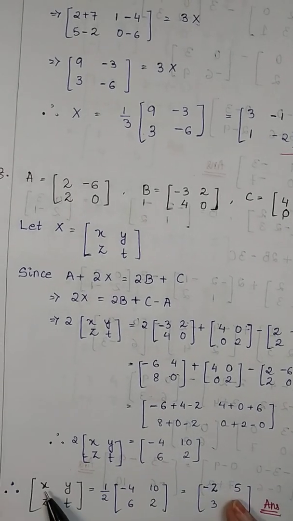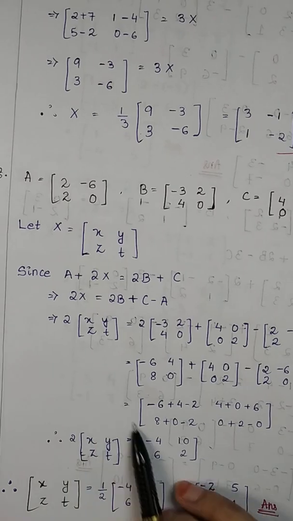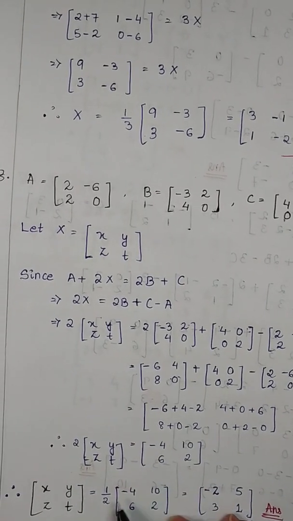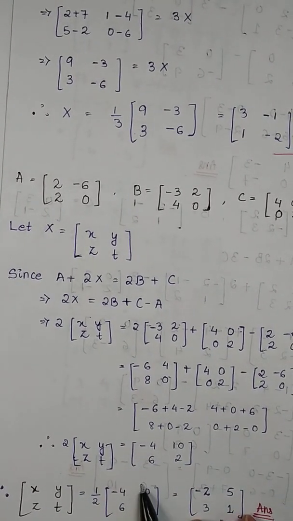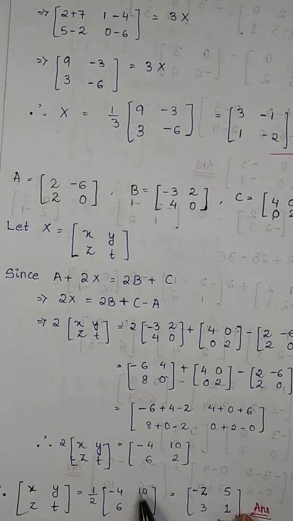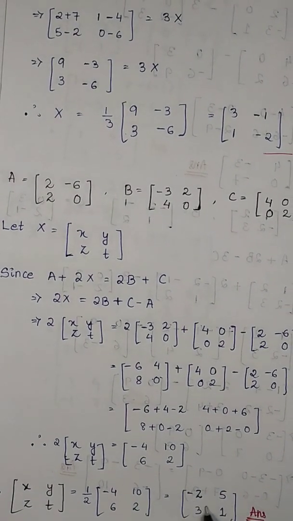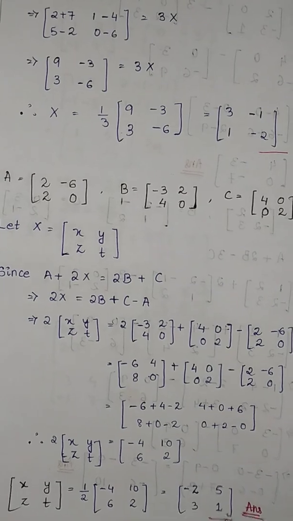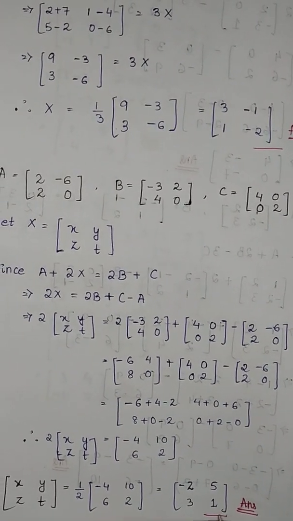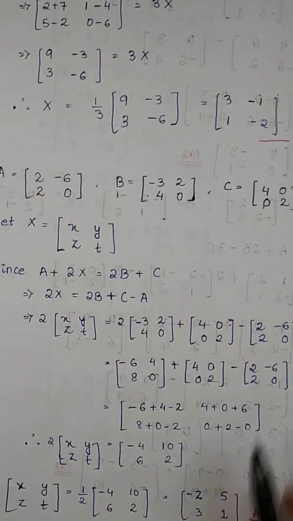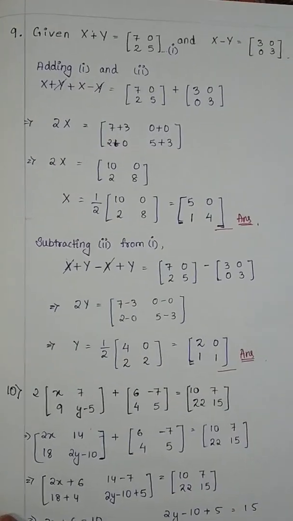So from here what do we get? Now 2 will be shifted to the other side, so it will become 1 by 2. Now you have to divide all the elements of this matrix by 2. So when you divide it, you will get minus 2, 5, 3, 1. This is your answer for matrix X. Okay, now come to question number 9.